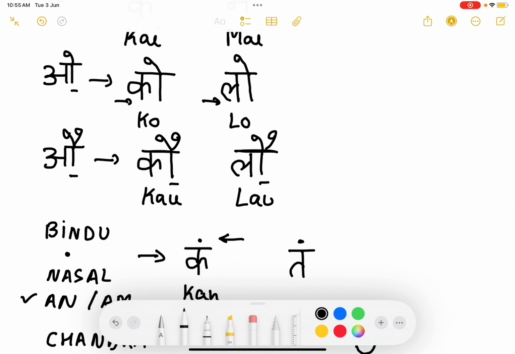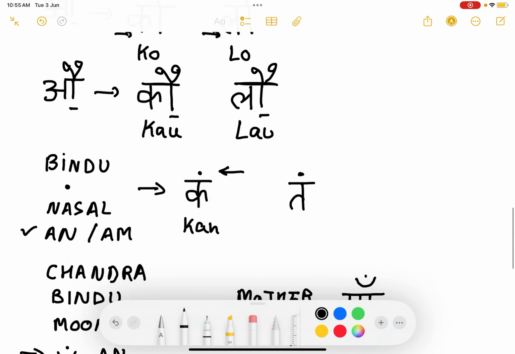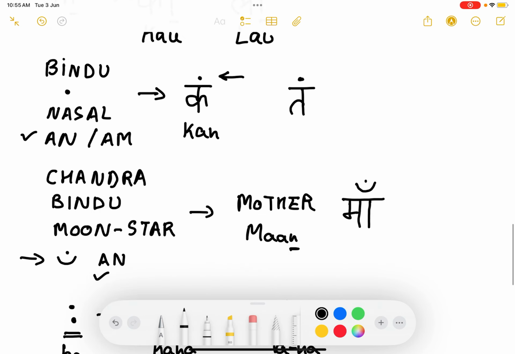The o matra is a straight line with one single arm on top, placed after the letter. It forms k plus o: ko, lo. The au matra is a straight line with two arms on top, placed after the letter. K plus au: kau, lau. These are the combinations. Then we saw the Bindu matra. That's the nasal matra, which carries the nasal sound. So k with the dot or bindu on top becomes kan.